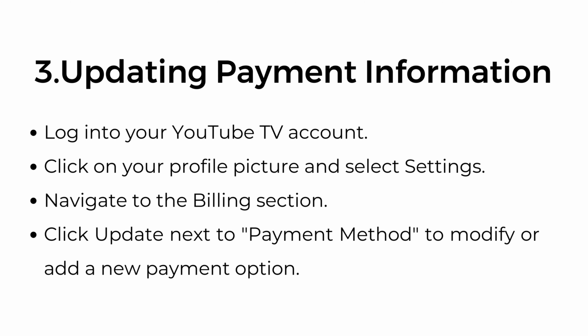Number 3, updating payment information. Log into your YouTube TV account. Click on your profile picture and select Settings. Navigate to the Billing section. Click Update next to the payment method to modify or add a new payment option.